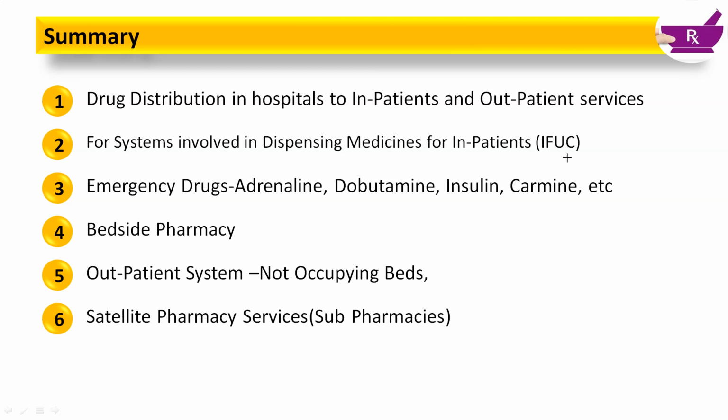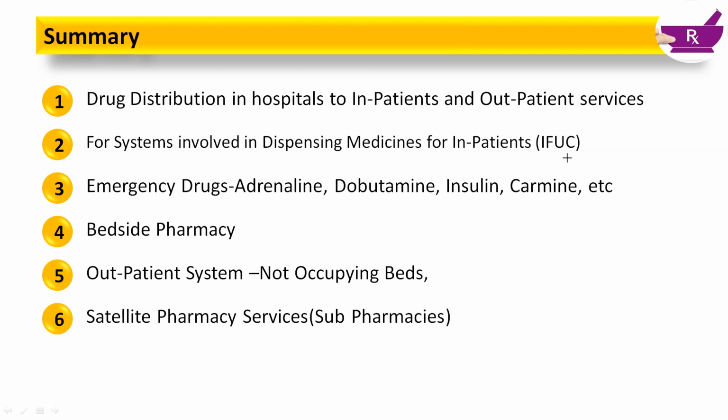So we have seen that in great detail, and we have defined and described all those things, and later on we moved to the emergency drugs. It is divided into three categories: emergency, tertiary, as well as primary care. Then we have seen how emergency drugs become very useful in case of emergency situations or conditions. We have described that. What is bedside pharmacy? We have described. Later on, we moved to the outpatient department, the outpatient system, OPD, not occupying beds, as I told you.